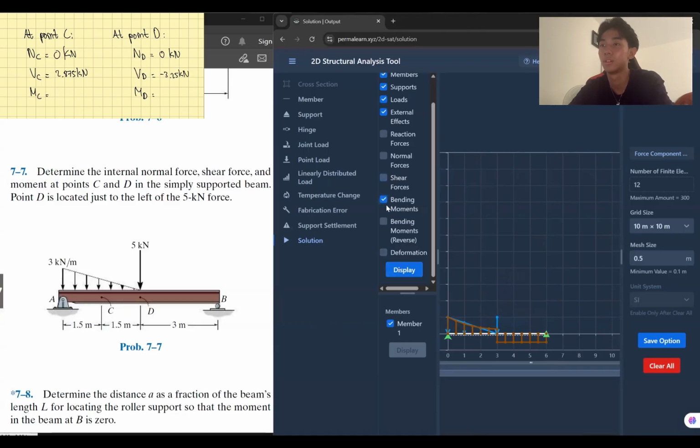Okay, so let's move on to the last one, the bending moment, display. Okay, so at point C we have bending moment equals 6.5625, and at point D we have 9.75. So that's all the solution for this exercise, and yeah, that's it.